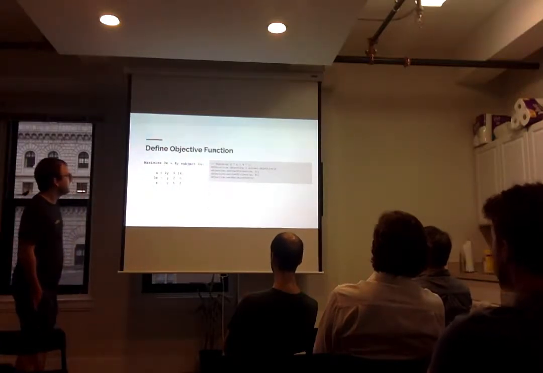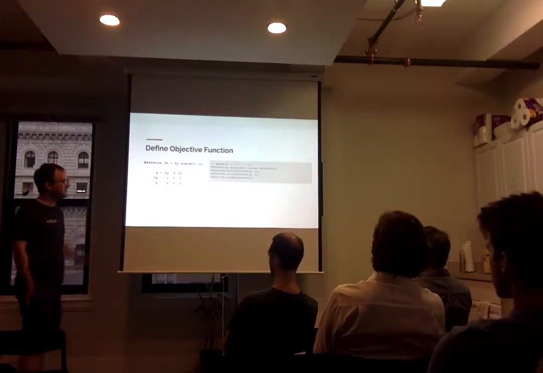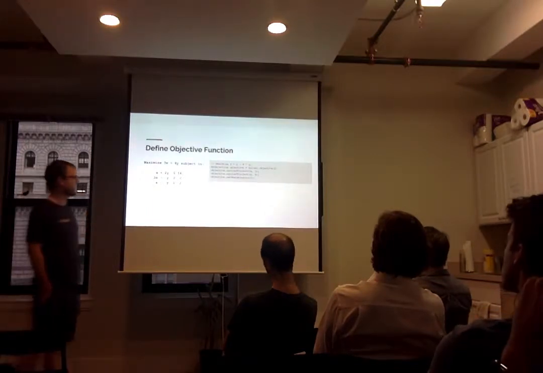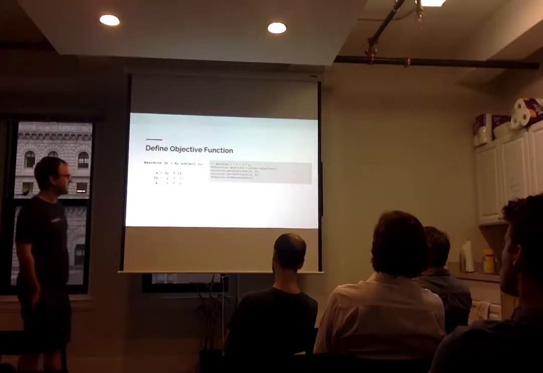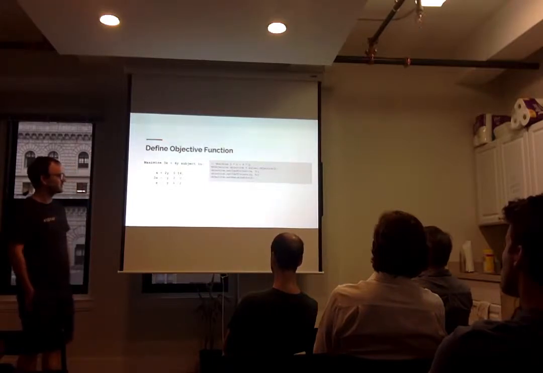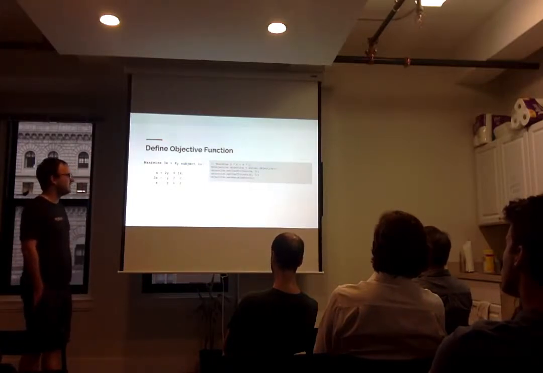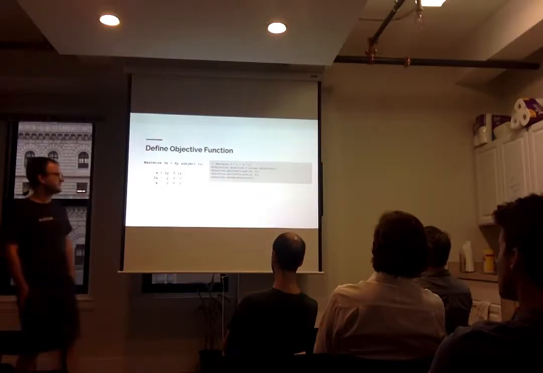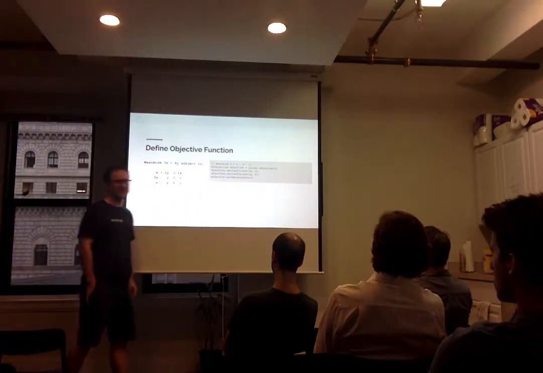And then the next step, defining your objective function. This is pretty straightforward. You're just setting the coefficients on your variables. So 3x plus 4y is your objective function, and you just have to tell it that I would like to maximize that function.